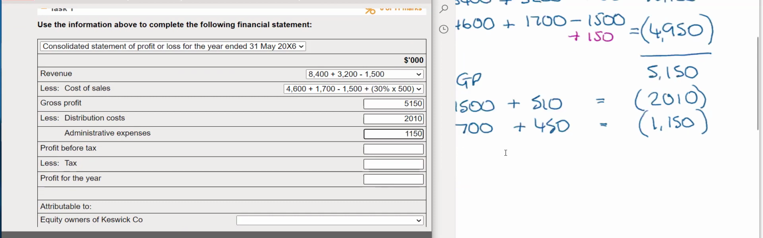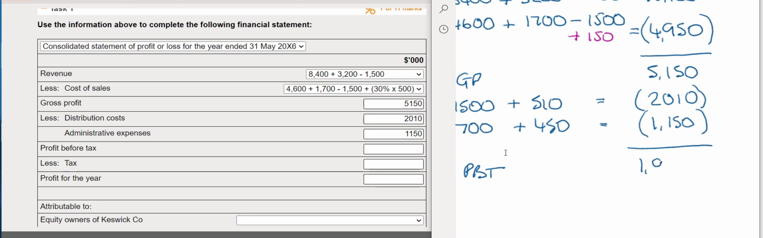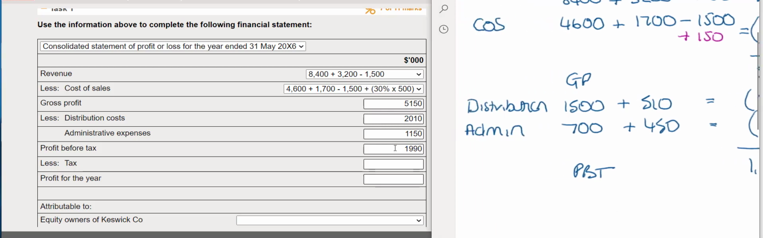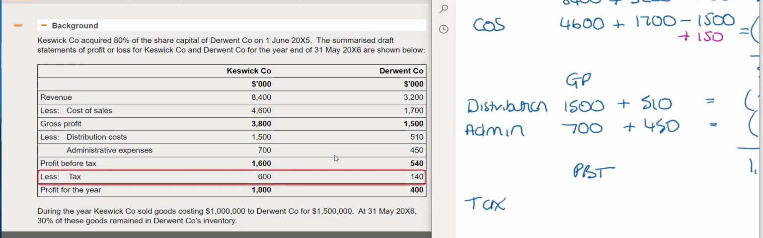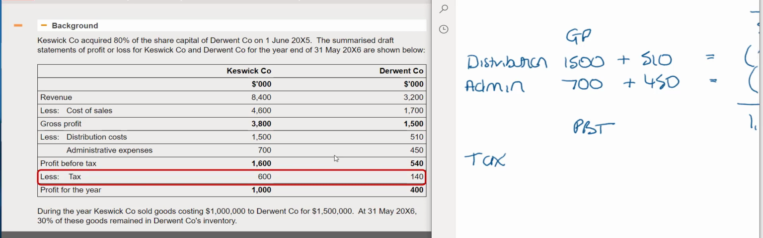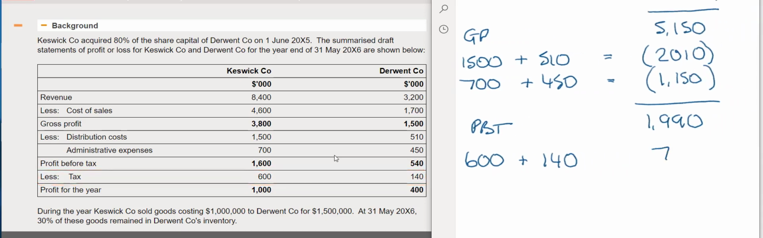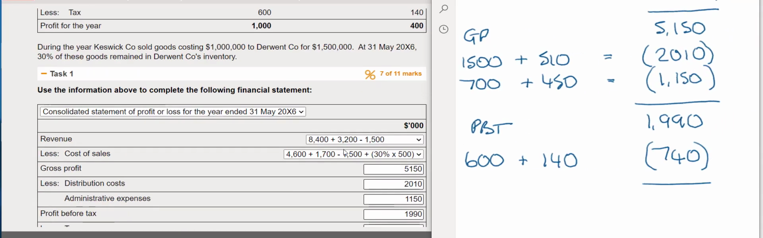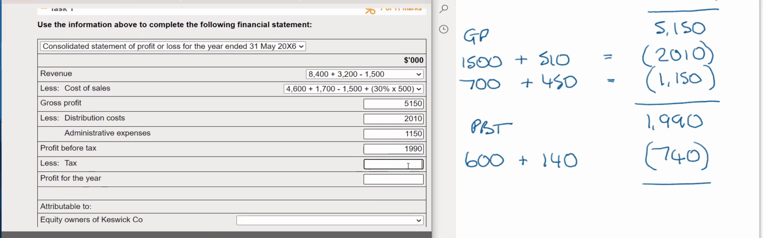This will then give me a profit before tax figure, which comes to 1,990,000. Adding that to my box. The next step is to add the tax figure. From the information provided, we can see that the tax for Keswick is 600,000 and the tax for Derwent is 140. And so therefore we have got 740, which needs to be included in the box provided.